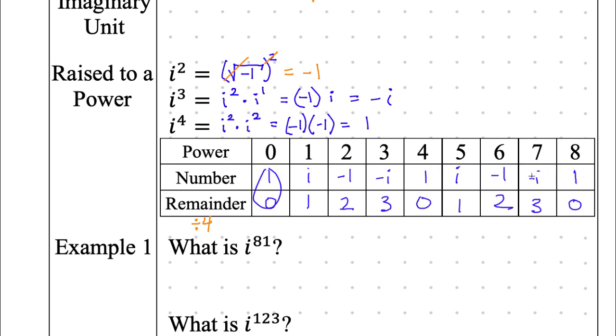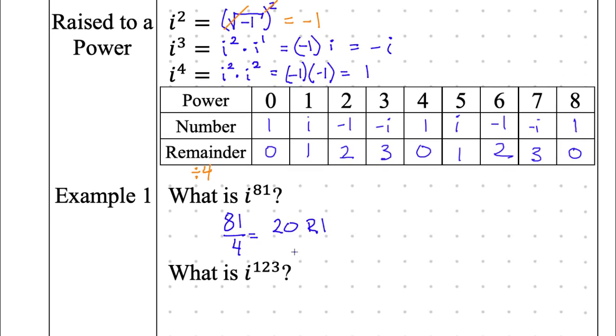So take the exponent, 81. We're going to divide that by 4. Well, 81 divided by 4, that's going to be 20 remainder 1. And if you can't do that in your head, that's okay. You have plenty of time, but you may not use a calculator. I repeat, do not use a calculator. So if I have remainder 1 says I have I, so this thing is equal to I.